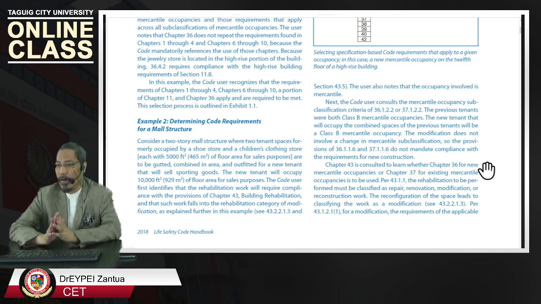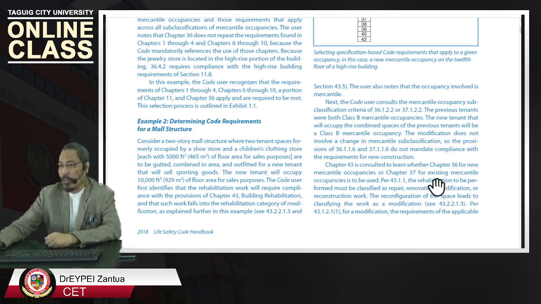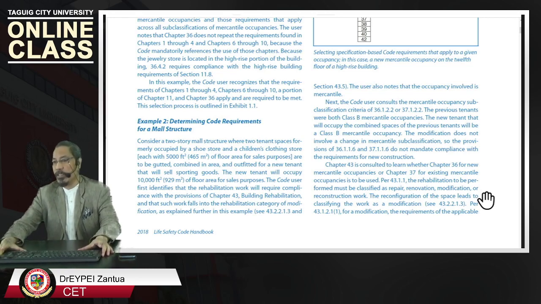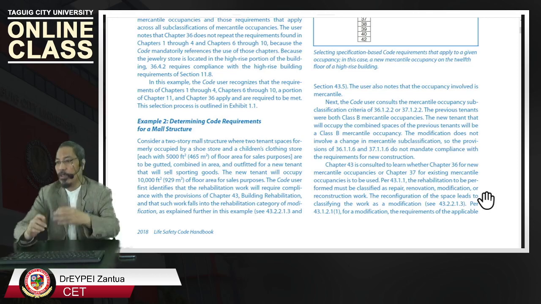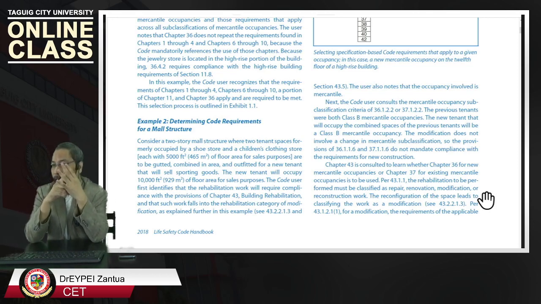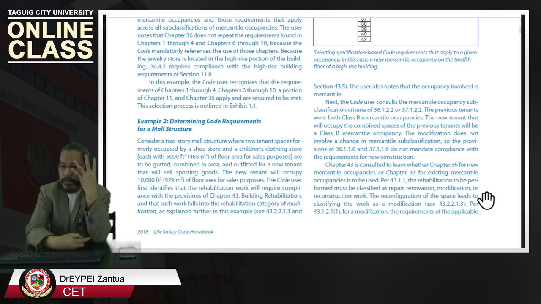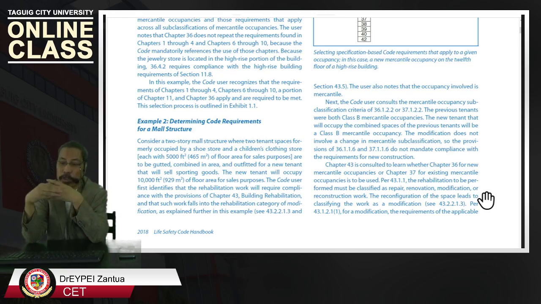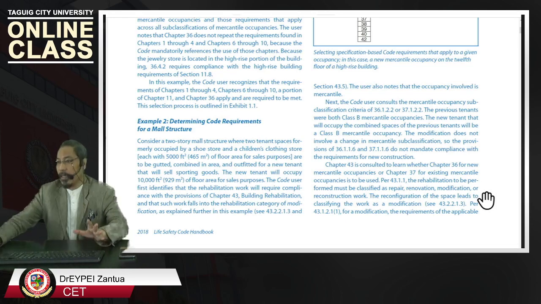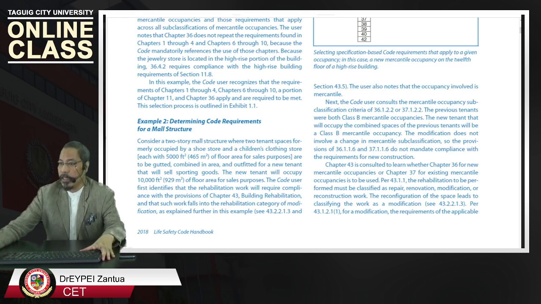Okay, let us go further on Chapter 43. The rehabilitation to be performed must be classified as repair, renovation, modification, or reconstruction work. The reconfiguration of the space leads to classifying the work as modification. So, what are the involved rehabilitation? Repair, renovation, modification, reconstruction. In this case, this is only modification from previous owners, previous tenants to the current tenant. Okay? So that's why it is under the modification requirements of the applicable section of the code.